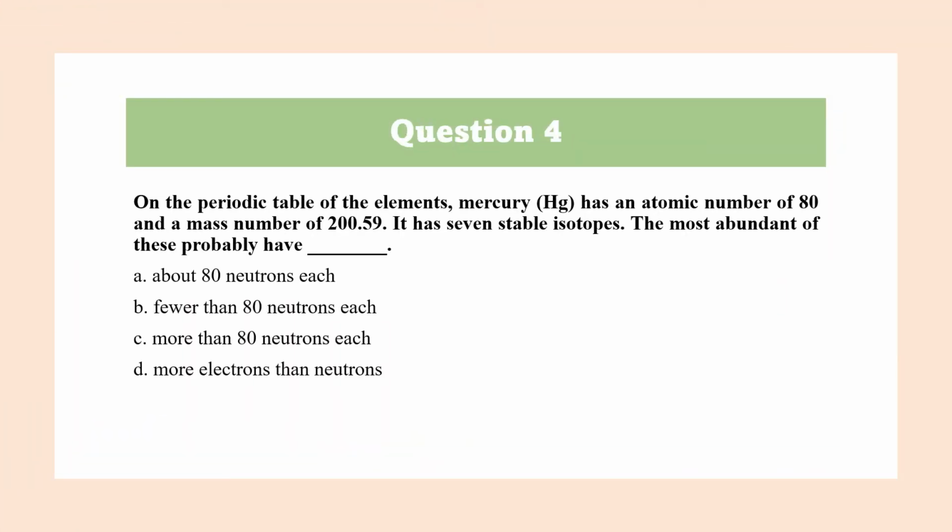Question 4. On the periodic table of the elements, mercury has an atomic number of 80 and a mass number of 200.59. It has seven stable isotopes. The most abundant of these probably have A. About 80 neutrons each, B. Fewer than 80 neutrons each, C. More than 80 neutrons each, or D. More electrons than neutrons. So answer is C. More than 80 neutrons each.